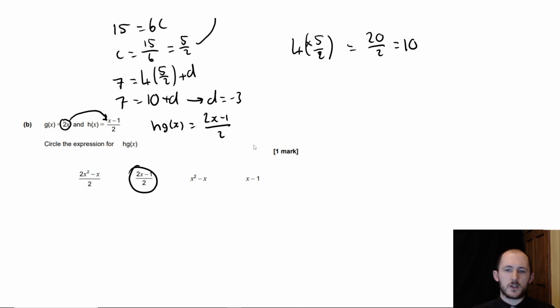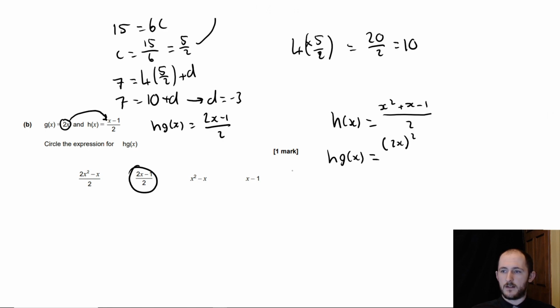One question that you may have been asking me all along is, what if there were 2 lots of x in h of x? You would indeed shove the 2x into every x that you see. So for example, if h of x in some weird alternate reality was x squared plus x minus 1 over 2, then for hg of x, you would replace all of the x's with 2x. So it is all of them, just so you're aware.